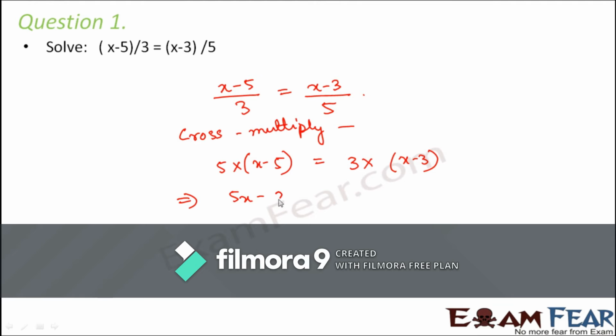So this becomes 5x minus 25 is equal to 3x minus 9. Or we can say 5x minus 3x is equal to minus 9 plus 25. Or 2x is equal to 16. Or x is equal to 16 by 2. So this is equal to 8. So x equal to 8 is the solution for this equation.